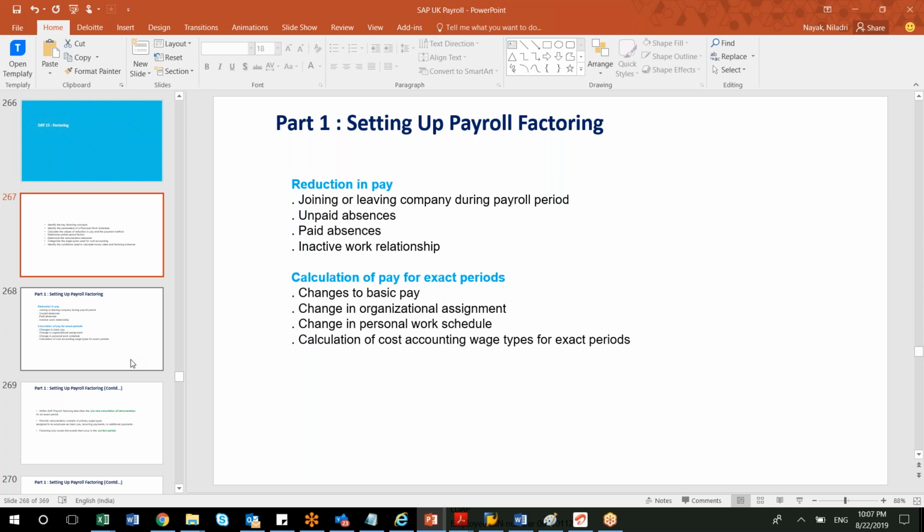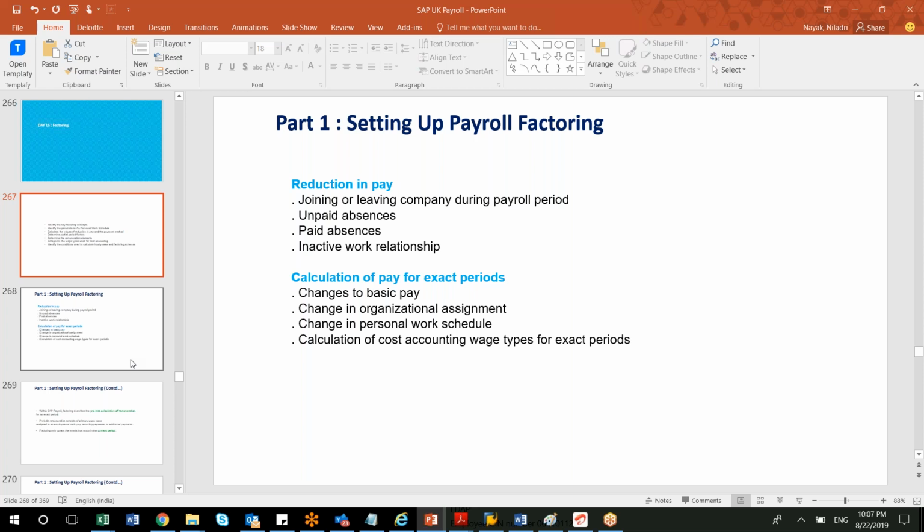Suppose a person is joining on, say, today's 22nd. Suppose a person joined on the 22nd of August for a particular organization, and say his basic pay is 2000 GBP. But for the month of August, whenever he gets paid, he will not be paid for the entire month. Why? Because he has joined on the 22nd of August. So he has served only 9 days for the month of August, so obviously there will be a reduction in the pay.